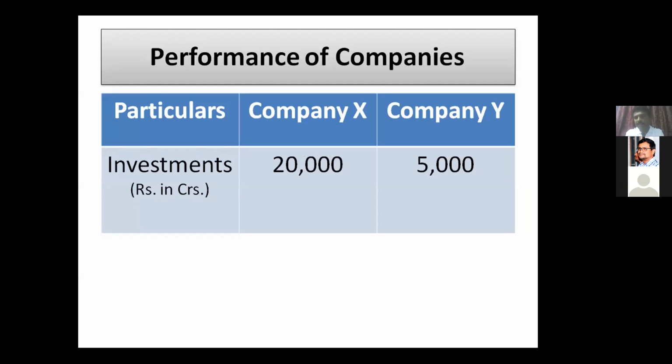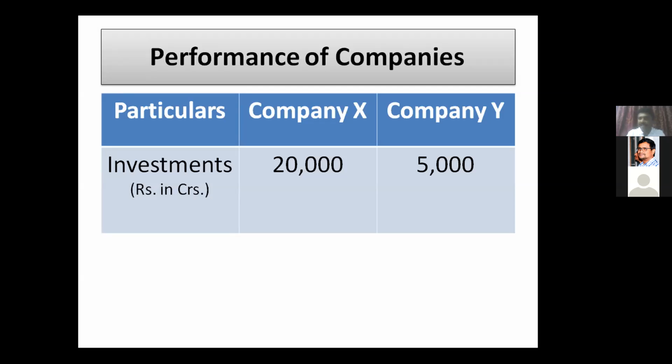How much money has been invested in these two companies? This information talks about the size of the company, how big the company is. Company X is bigger, and company Y is smaller in terms of capital, in terms of investments. So again, if I have to invest based on this information, we may again think of going for company X, because the bigger the company, the more stability, and growth potential is high. So we may go for company X.